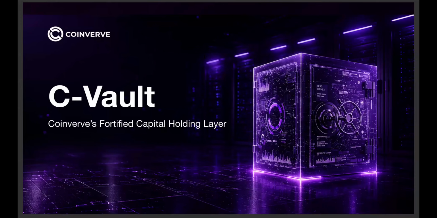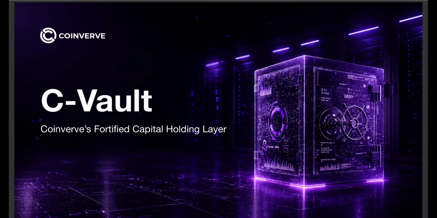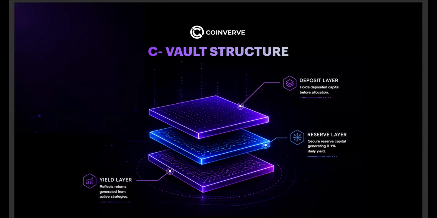Now, before any capital is deployed into the market, it first moves into what we call the C vault. This is a holding layer of the system designed to store and protect funds in a secure environment while they're waiting to be deployed or withdrawn. The C vault is structured across three core layers: the deposit layer, the yield layer, and the reserve layer. The deposit layer holds the capital you deposit into the system, maintaining it securely while it awaits allocation into active strategies. The yield layer reflects the returns generated from active allocations, storing the value produced through ongoing system execution.